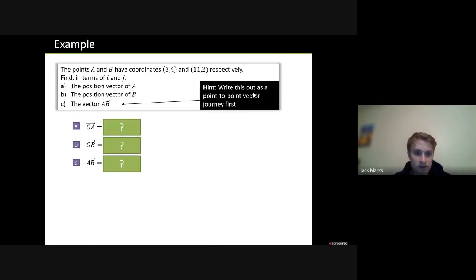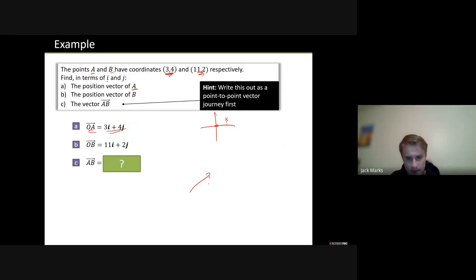Let's do some examples. The points A and B have coordinates. Find in terms of i and j the position vectors. Well, the position vector for A is written as this. It just means how do you get from the origin to A? Well, it's exactly what you would expect. You go 3 to the right and you go 4 up. That's what that means. How about OB then? Well, again, as it looks, unsurprisingly.